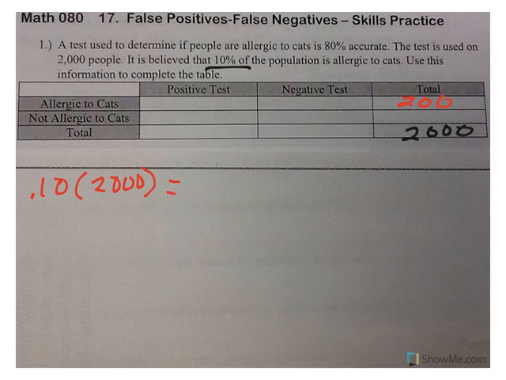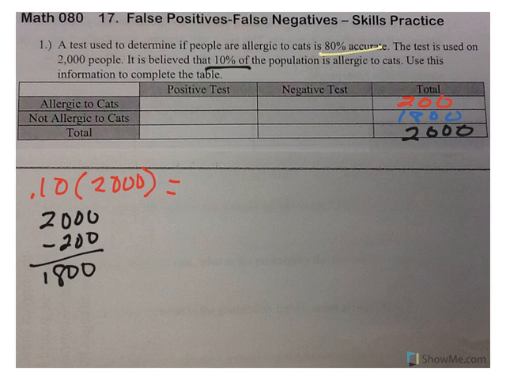So if we have 2,000 total and 200 of them are allergic to cats, then that means 1,800 are not allergic to cats. We always want to start with our total column first because you've got to have your totals before you can deal with your accuracy rate. Now, this problem tells us that we are 80% accurate. So think about it. If you are allergic to cats, you would expect to test positive. So 200 people are allergic to cats, and you would expect to test positive, and the accuracy rate is 80%.